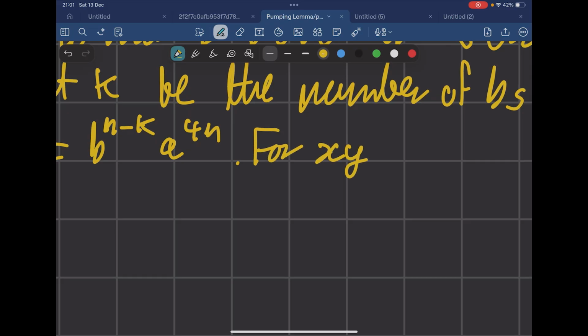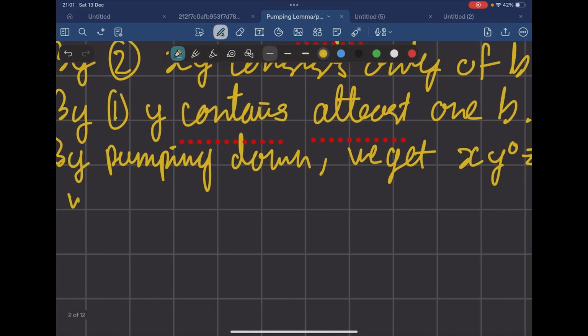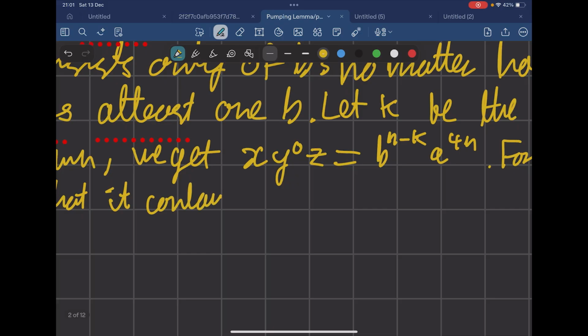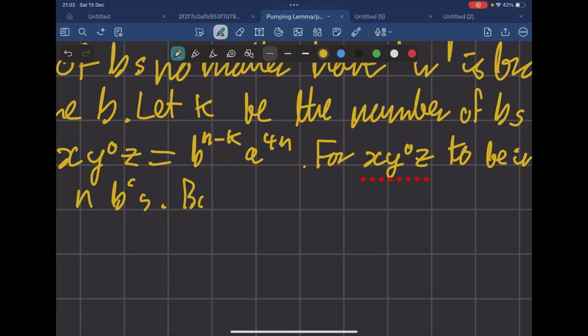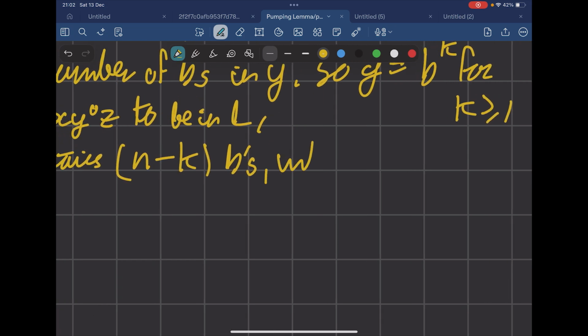So for xy^0z to be in the language, to be in L, we must have that it contains n b's, but xy^0z contains n minus k b's, which is not equal to n.